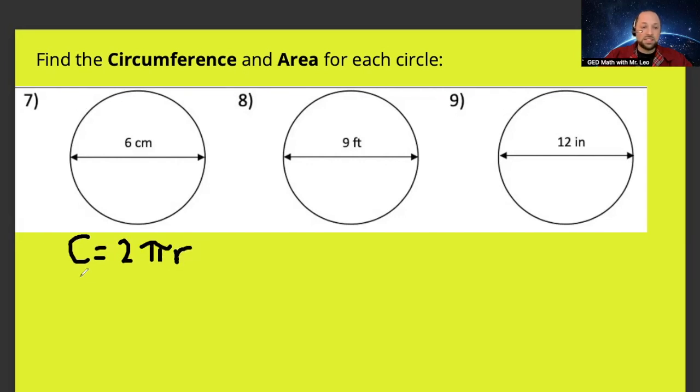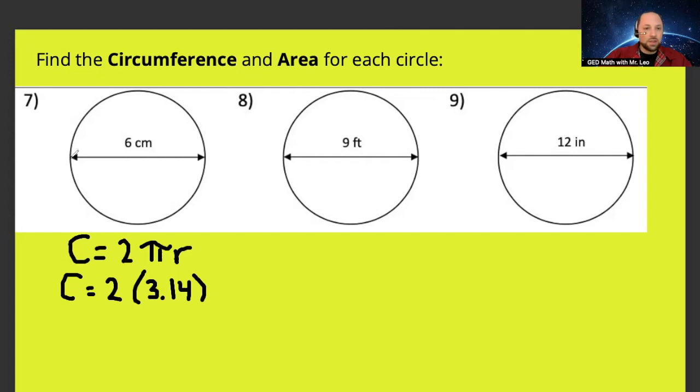So C is going to be our answer. 2 is 2. Pi is 3.14. But now, what is the radius? Look closely at this picture. You notice something different? What information are they giving us?